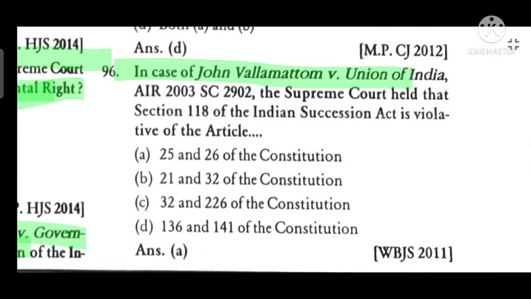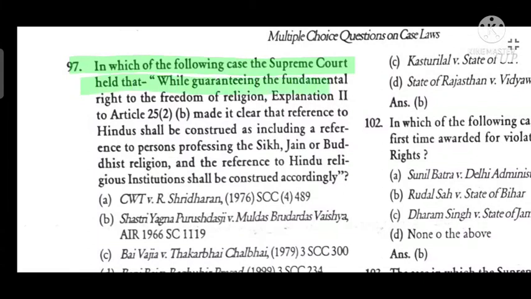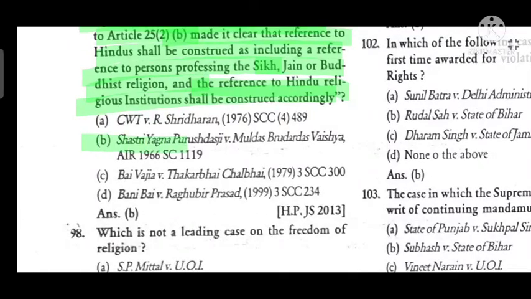In the case of John Vallamattom versus Union of India, 2003, the Supreme Court held that Section 118 of the Indian Succession Act is violative of Articles 25 and 26 of the Constitution. In which one of the following cases did the Supreme Court hold that, while guaranteeing the fundamental right of freedom of religion, Explanation 2 of Article 25(2)(b) makes it clear that a reference to Hindus shall be construed to include a reference to persons professing the Sikh, Jain, or Buddhist religion, and the reference to Hindu religious institutions shall be construed accordingly? Sastri Yagnapurushdasji versus Muldas Bundas Vaishya.